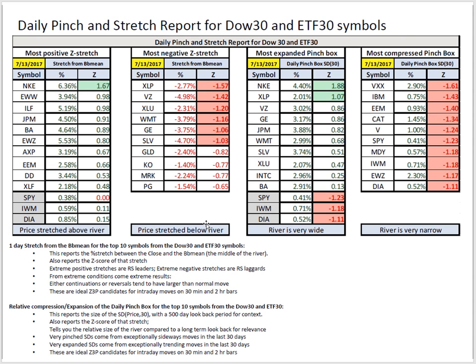Taking a quick look at the new tortoise report on how we look at narrow rivers, wide rivers, and then extreme deviations from the river. These are prices that have already made extraordinary moves, and looking at the indexes as a bellwether for the markets, and then some examples of the kinds of moves that you can get after the pinch and after the stretch has occurred. So thanks for your kind attention.